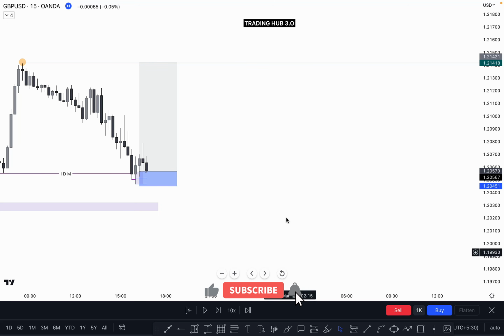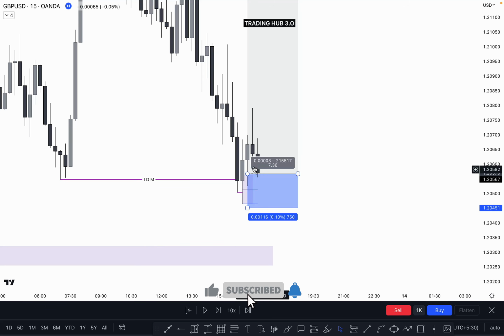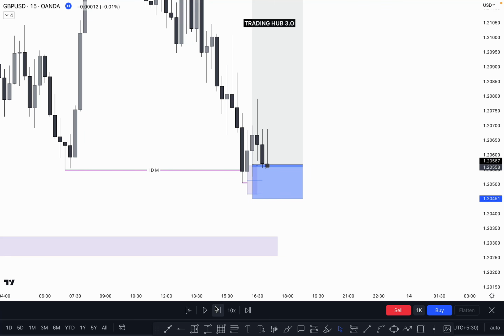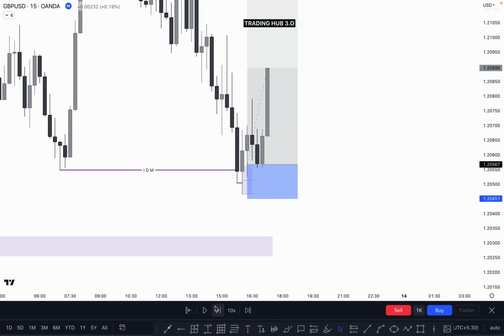Okay, there is no sweep here. Look at this previous candle low. Okay, a candle closes below it. So you have to wait for a candle to take out the previous candle low, then we can buy here. Okay, there is no sweep here.